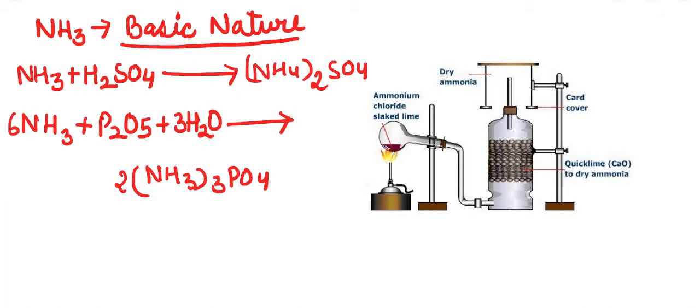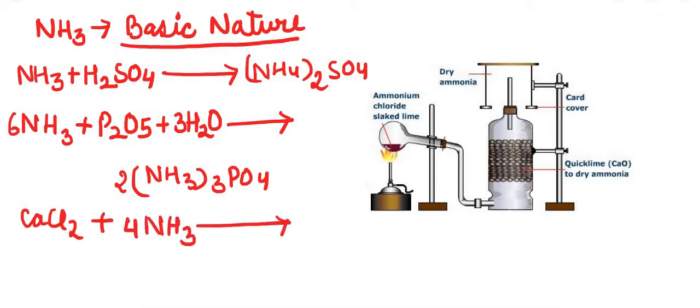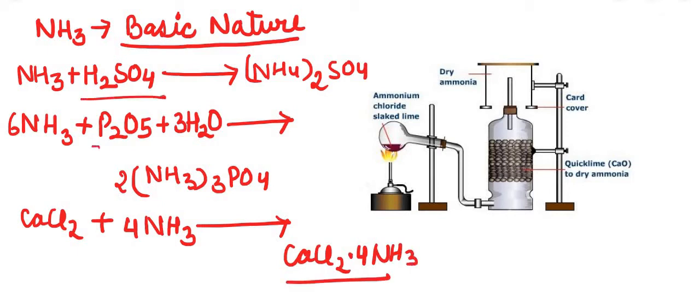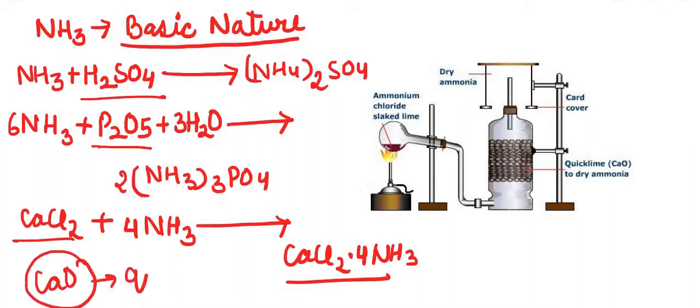And the third one is calcium chloride. If we use calcium chloride as a drying agent, then ammonia reacts with the calcium chloride, forming an addition product, CaCl2.4NH3. So we cannot use such drying agents: H2SO4, P2O5 and CaCl2. The only drying agent used for drying ammonia is calcium oxide, that is, quicklime.